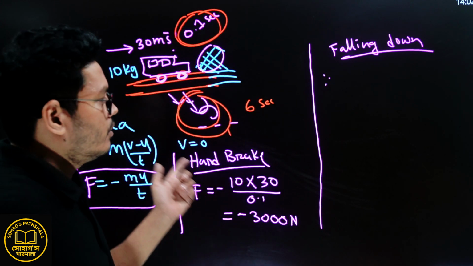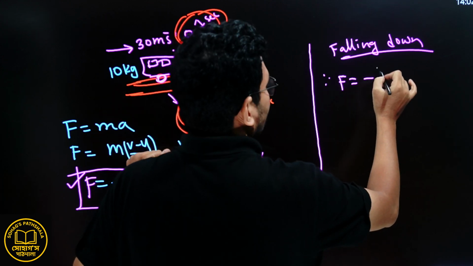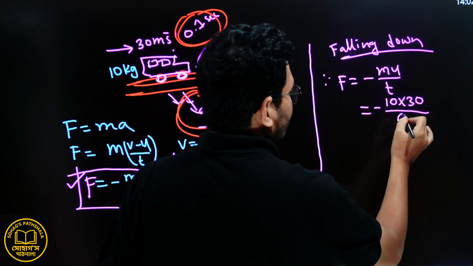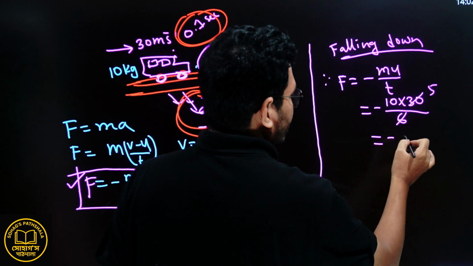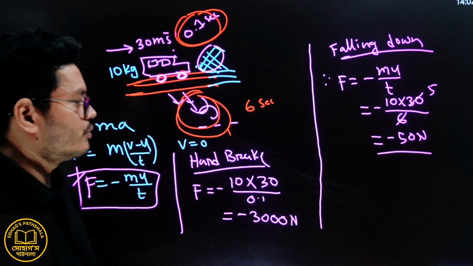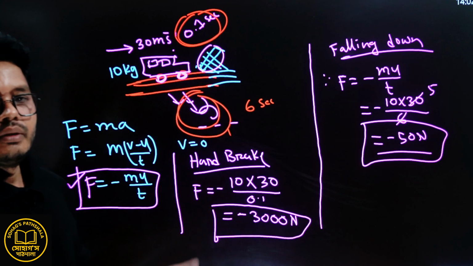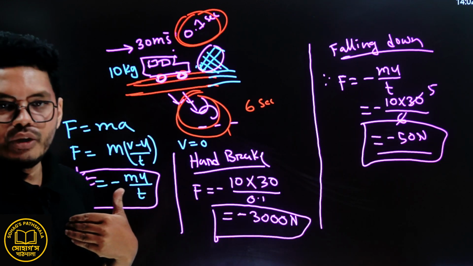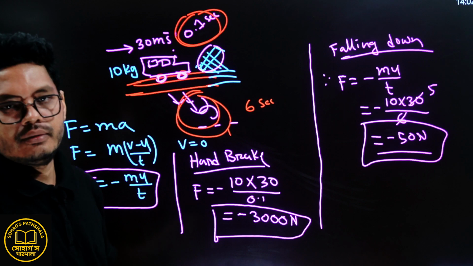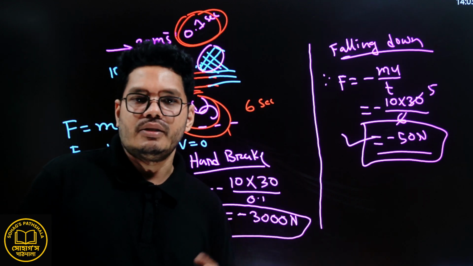Now in case of falling down, let us use F equals minus mu by t, right? So m is 10, u is 30. It is the same as before, just the time is 6 this time, so 5. So minus 50 Newton. See the force, which is the braking force, that's why it is minus, is coming down to 50. So minus 3000 and minus 50. That means the force that the body will experience is many times less than hard braking. So this way is much safer for the driver. That is how we can judge situations based on this, right?